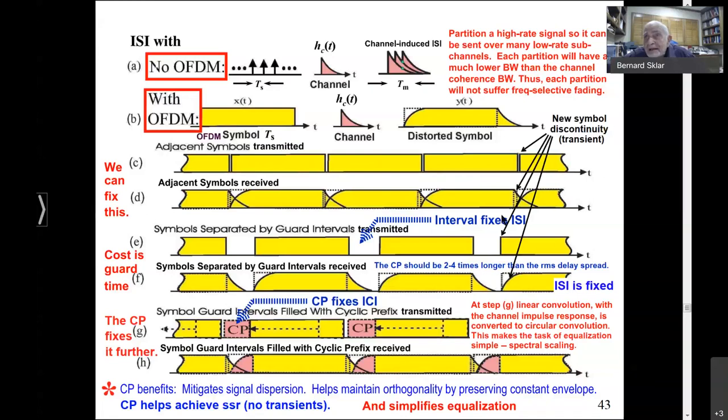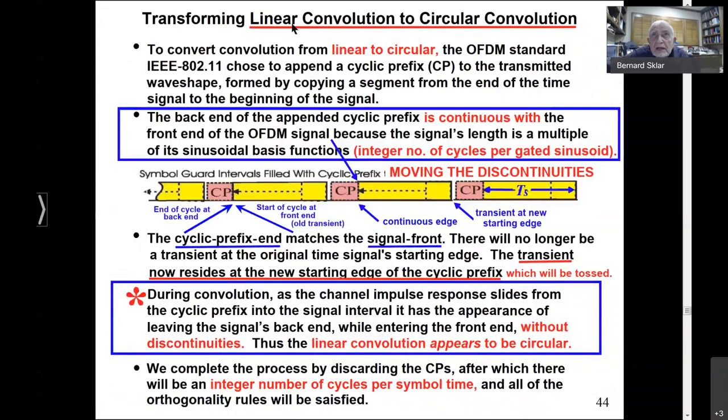Well, I do something further. And this is where the clever part comes in, because fixing ISI is not enough. Remember, in that bank of subcarriers, I can have inter-carrier interference, and I've got to fix that too. And notice the clever way I do it. I basically take the back end of the symbol and move it up front here, and I call that the cyclic prefix. I fill in this blank space that was just there to fix the ISI, and I let that cyclic prefix absorb what is going to be the disordered portion for me. Now I'm getting close to telling you the real magic, and this is where linear convolution gets close to circular convolution.